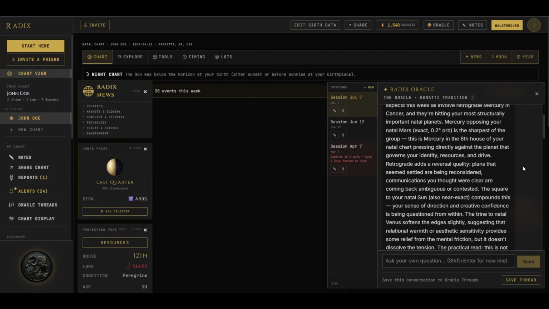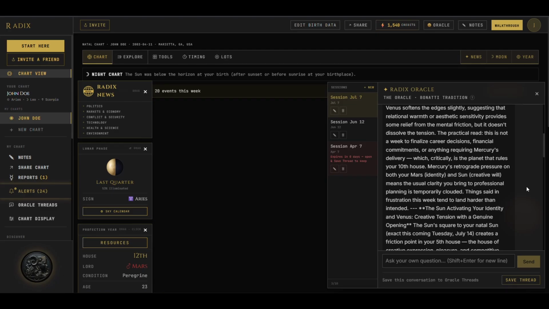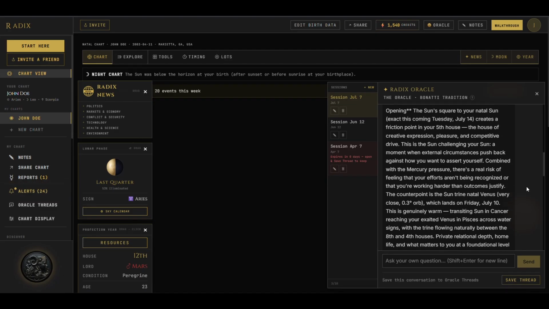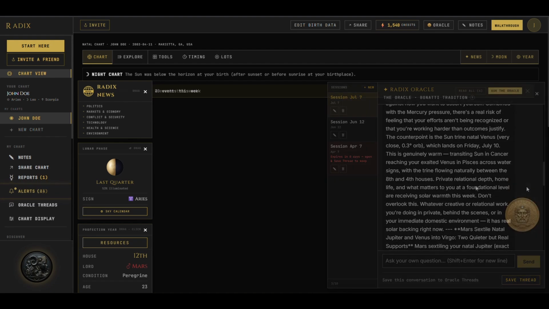I'm actually excited to see what the oracle has to say about the week ahead, and I always check the week ahead forecast in RADIX News as well. It's yet another tool to help me see what's coming, but on the world stage. My transits are for me personally, and the forecast report is to help me understand the world around me. Okay, now that I've showed you that feature, let's move on to what this video is all about.